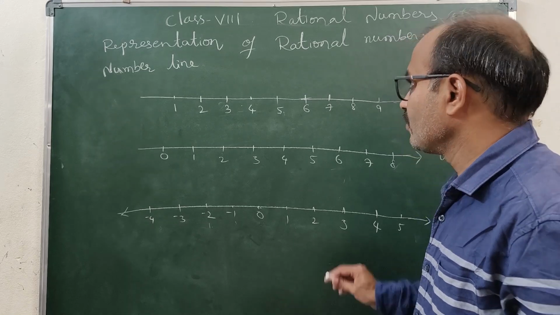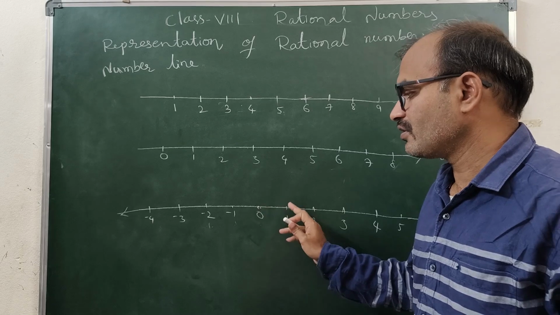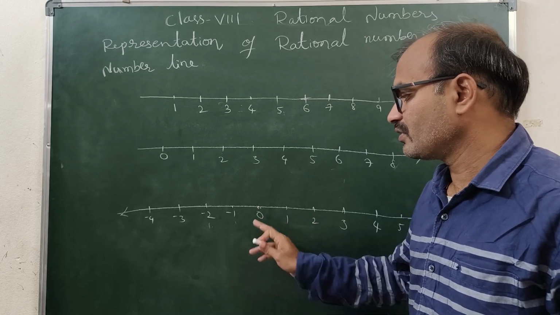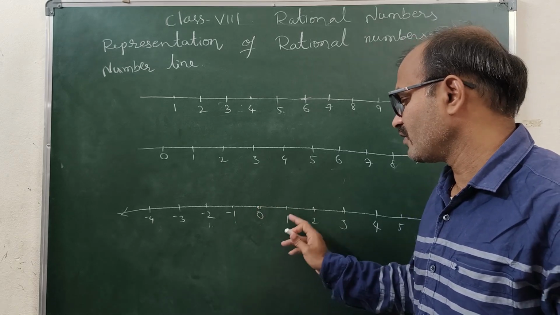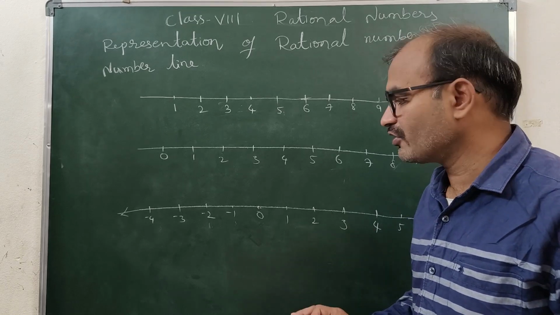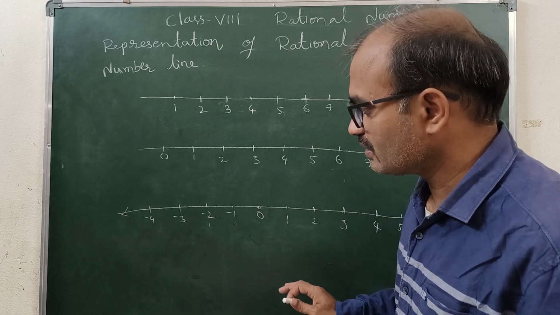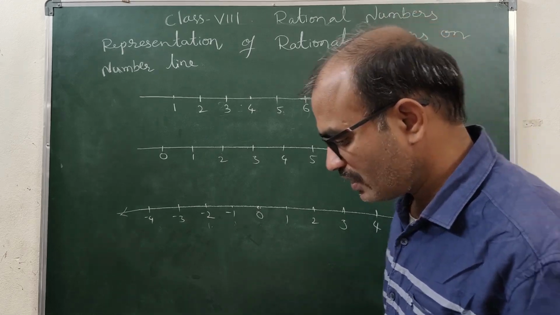Now, if you go to rational numbers, how many rational numbers will be there between 0 and 1? How many rational numbers between 0 and minus 1, 0 and 1, 1 and 2, or else 1 and 3? There will be an infinite number of rational numbers. But here, just to discuss some numbers, you should know already.